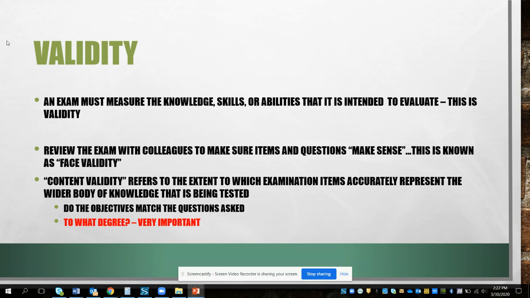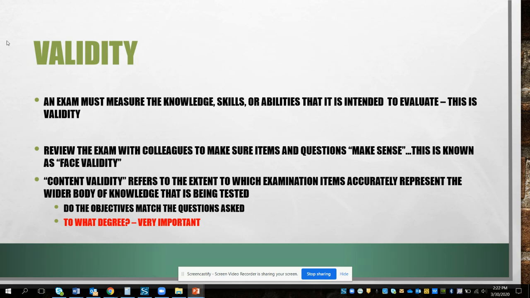Now, content validity refers to the extent to which the examination items accurately represent the wider body of knowledge that is being tested. So, do the objectives match the questions that are being asked? When you set out to teach material, do the objectives that you intended to teach this body of students match the types of questions that are being asked? And do those questions have the ability to gauge that knowledge? And then, to what degree?